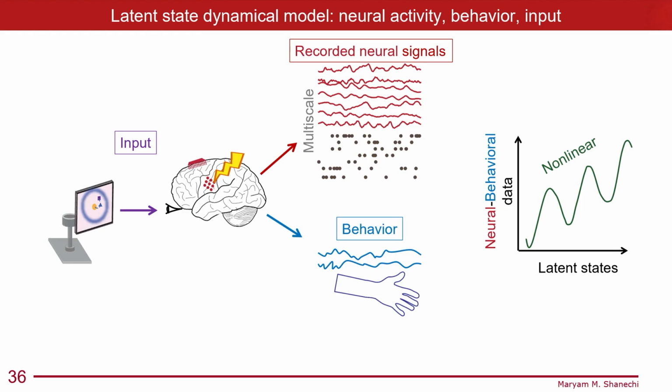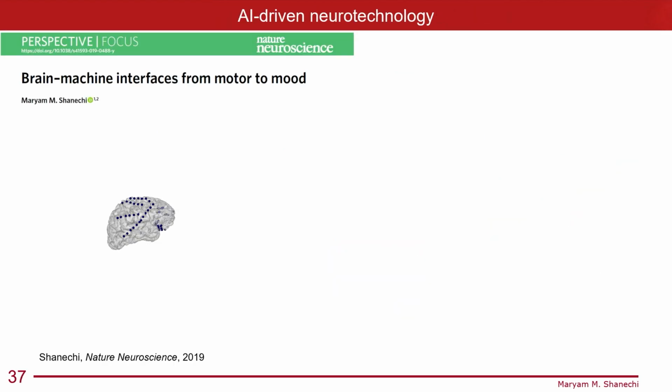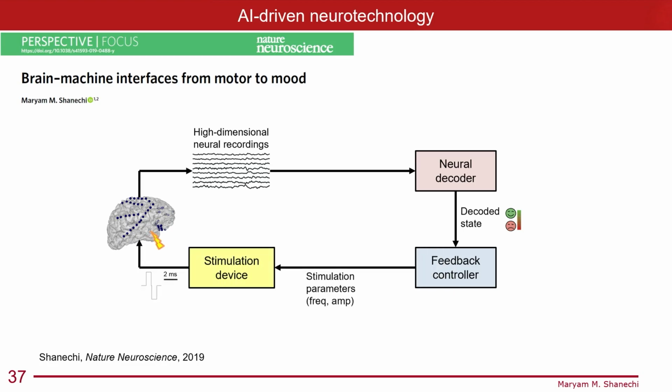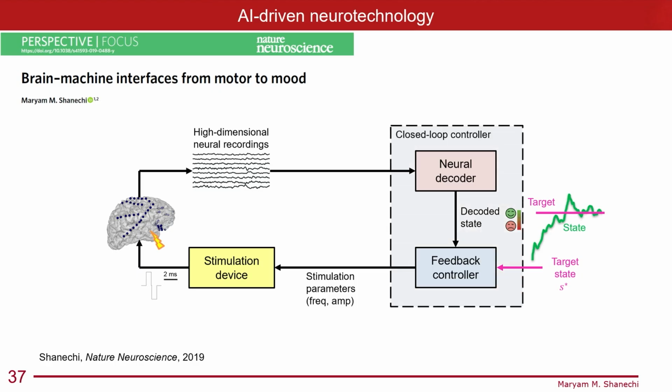I added multi-scale activity. But in addition to studying neural computation, as I mentioned, we want to use these to develop neurotechnologies. In particular, we are interested in building brain-computer interfaces that take neural activity and decode from that an underlying state of the brain. This could be a movement. It could be mood, let's say in depression. And then we want to use this decoded state as feedback to adjust the parameters of a therapy, let's say neuromodulation frequency and amplitude, in order to take the brain to a target healthy state. So this could be, for example, a depressed mood that you want to regulate and normalize. So this is a closed-loop control system.